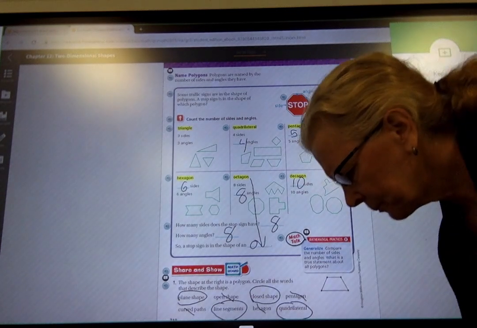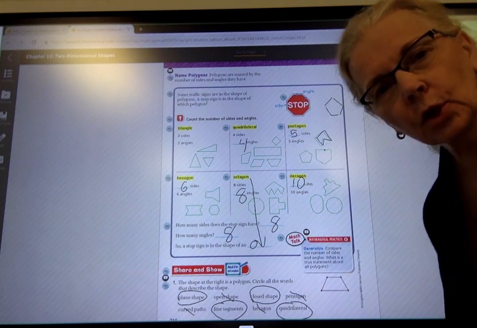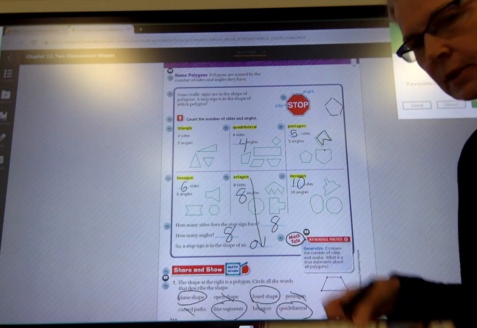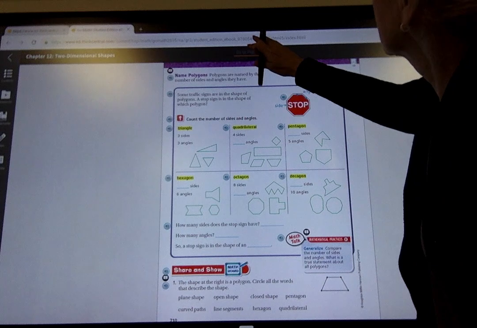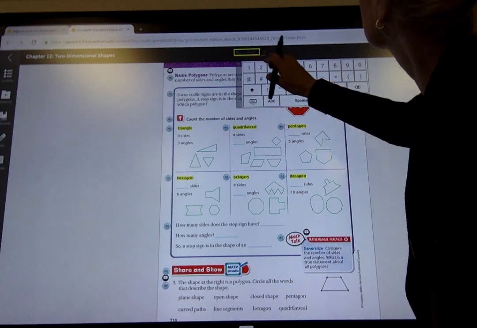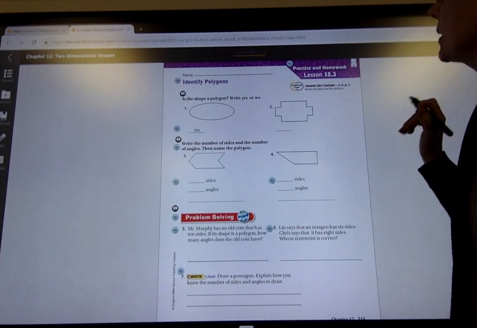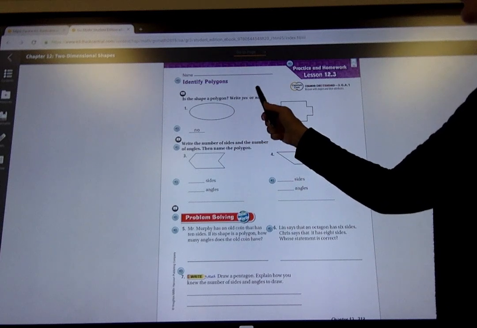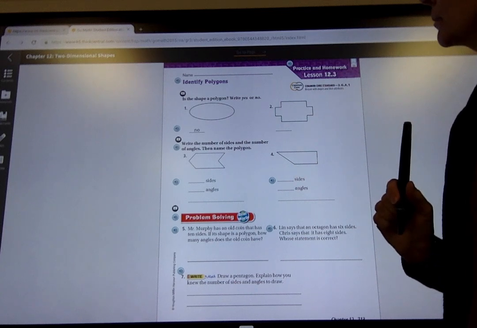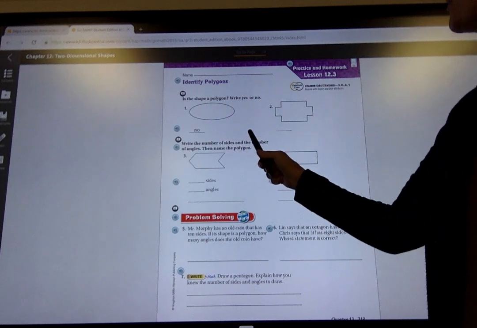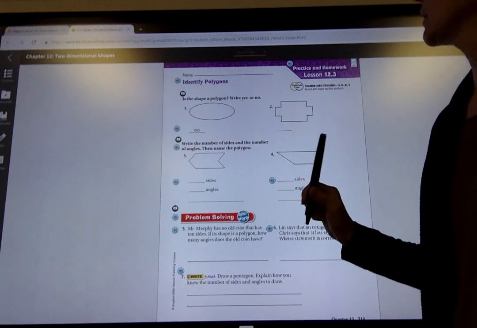Okay, let's go. You may practice on page 711, and I'm going to go ahead and get started on page 713 and 14 on our assignment. So it says, is the shape a polygon? Write yes or no. So you just have to write yes or no if this is a polygon. 3 and 4, it says write the number of sides, count them carefully, and the number of angles, and then name it.